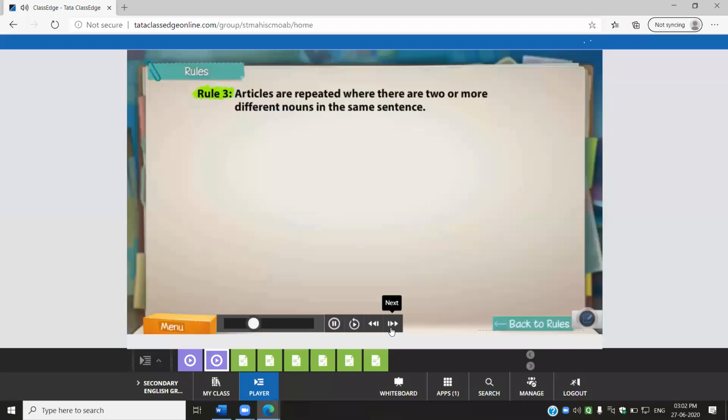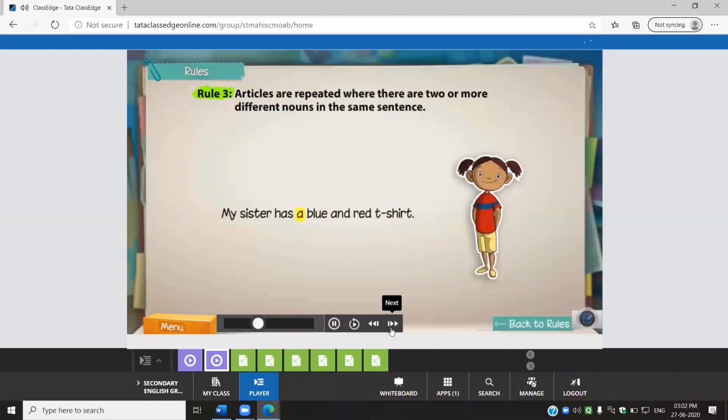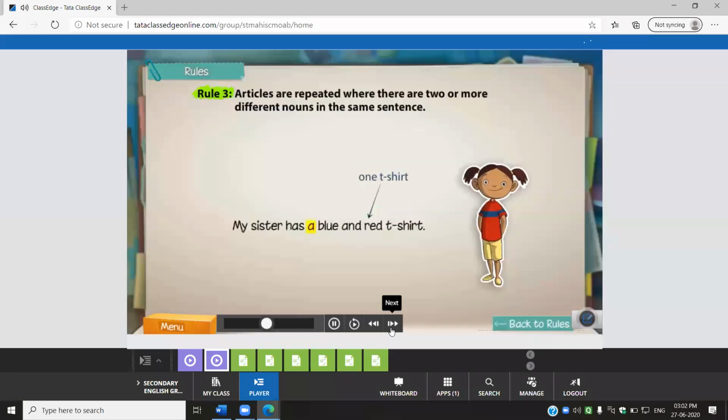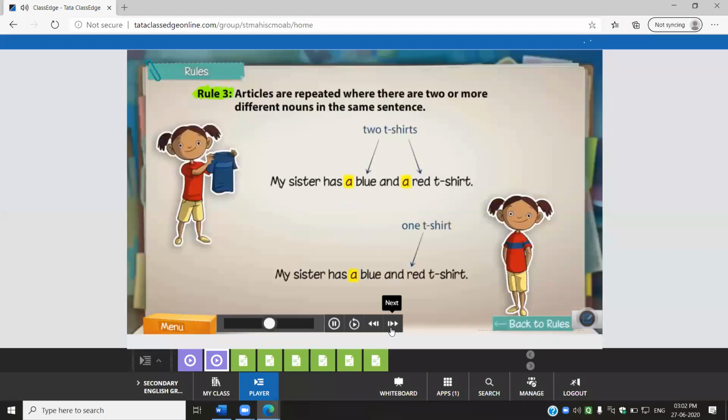Now look at this sentence. Here, the article comes before blue but not before red. This means that a single t-shirt is blue and red in color. Both these sentences have different meanings. So, when a sentence discusses more than one thing or person, you must use an article before each noun. This is important for clarity.